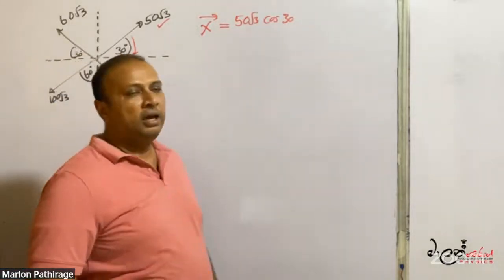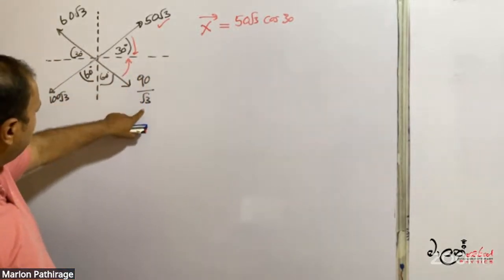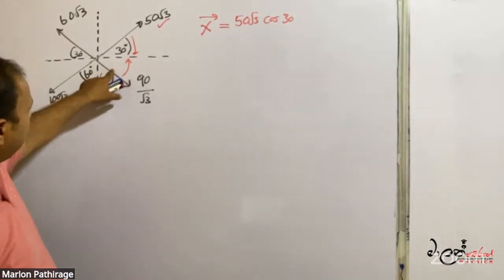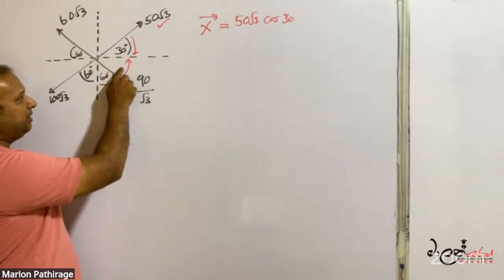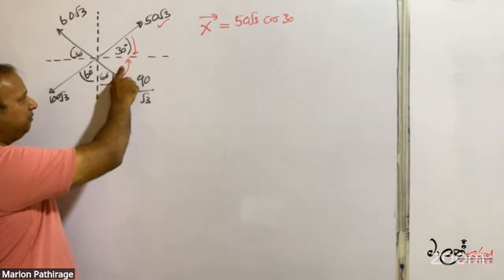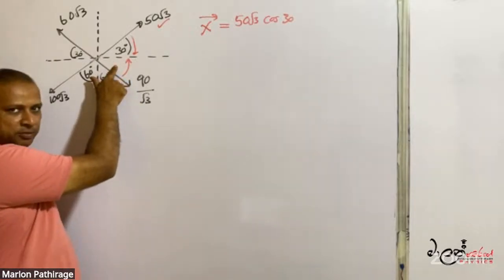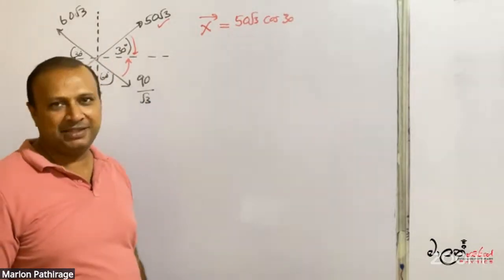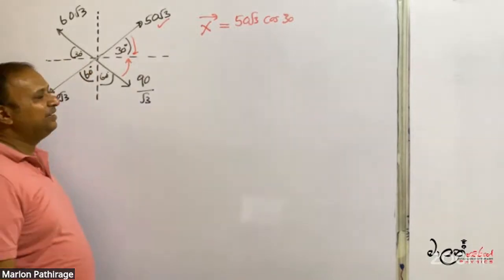Okay, then 50 root 3 cos 30 is here. Then 90 over root 3 cos 30 or sin 60. If you consider the 60, this is the opposite direction, therefore it will be sin 60. Or if you want to consider this angle, it will be 30, it is next to that angle, that means cos 30. Both are the same, either sin 60 or cos 30. Is that clear?